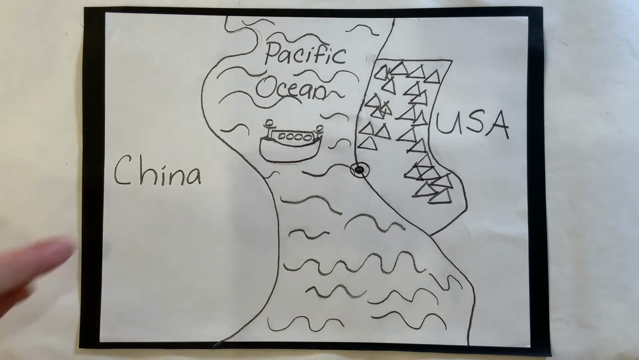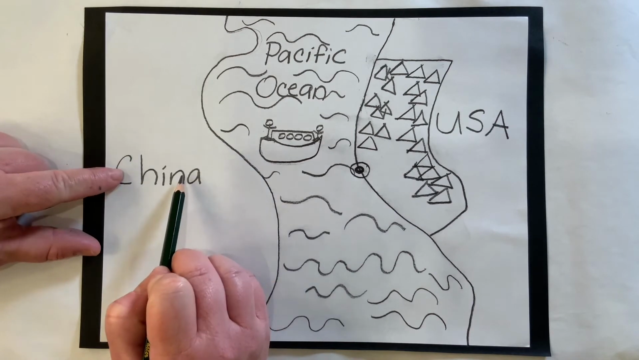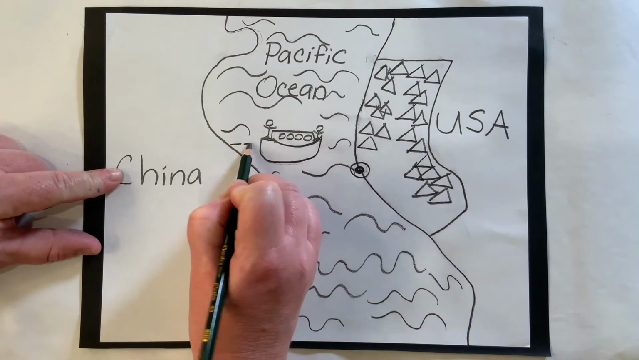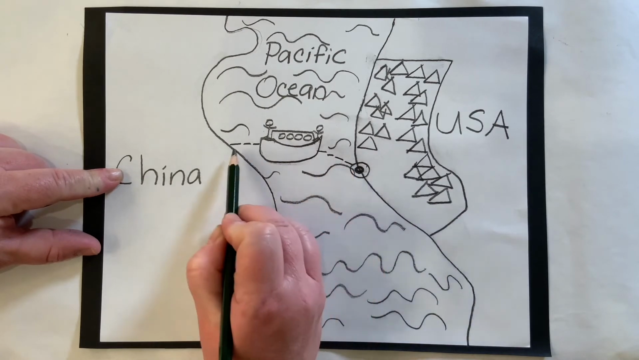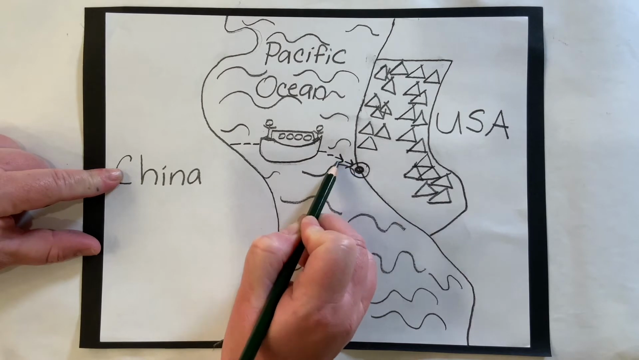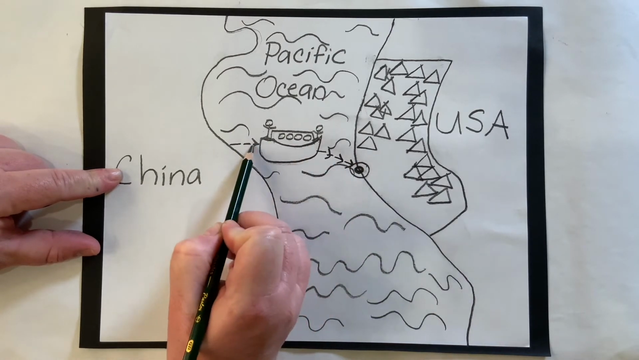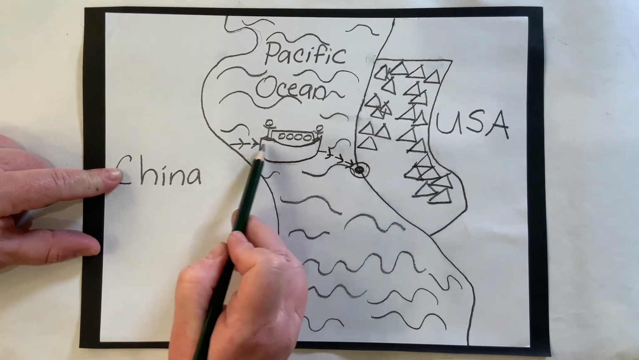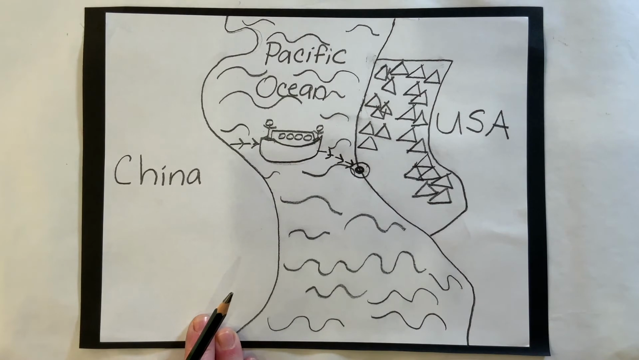Now keep in mind, this is important. Lin Wen and his father left China. So we need to draw some little dashed lines to show that they left China and they're traveling here. So you might want to draw some little dotted or dashed lines to show they're going in this direction, right?